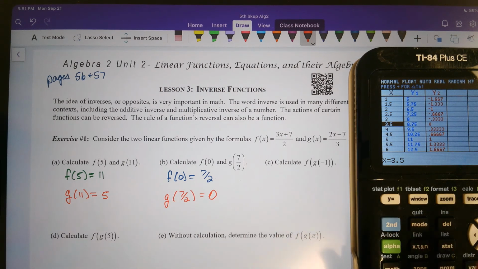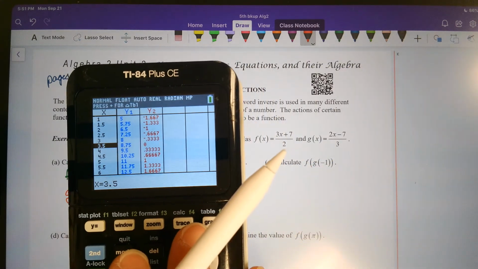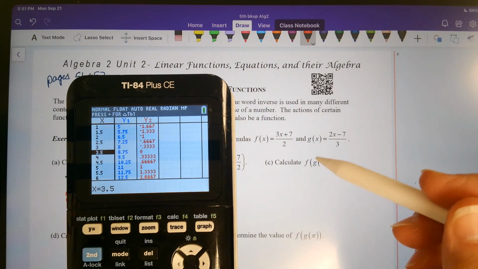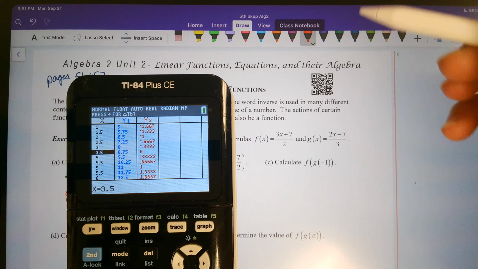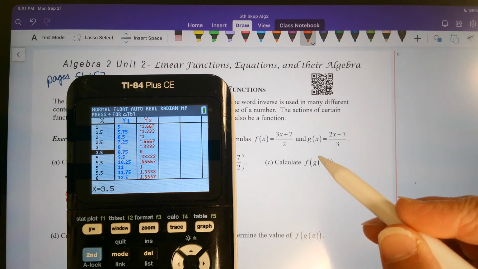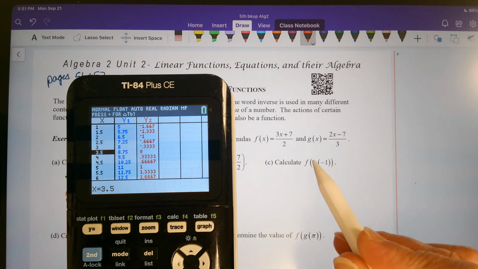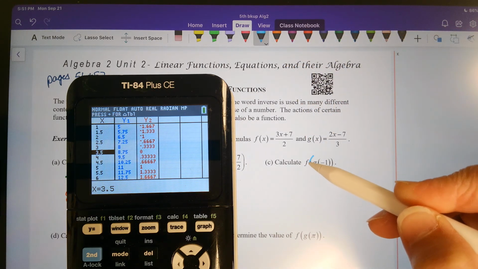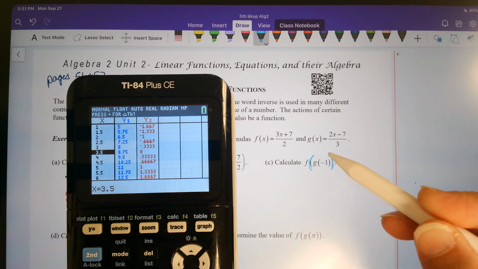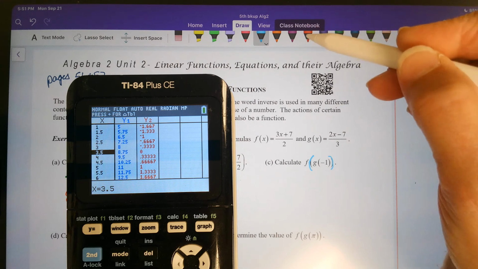Calculate f of g of -1. Okay, so in this case, we skipped over this type of question in Unit 1. It was Lesson 9, but I can easily show you that it's like nested parentheses. So we do inside this parenthesis first. And inside this parenthesis, we have g of -1.